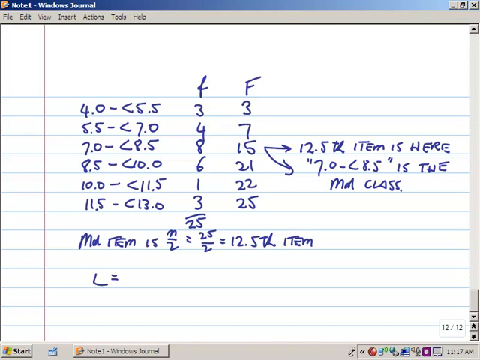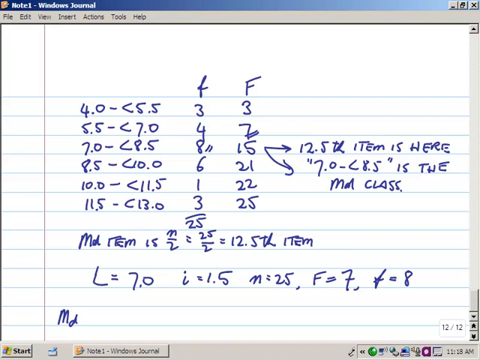Alright, so then we have to go ahead and identify these things. L, the lower limit of that, is 7. I, the width of the median class, they're all the same, 1.5. N, we already have, is 25. Capital F, the frequency up to the median class, there are 7 items below the median class. And then little f, the number of items in the median class, is 8.